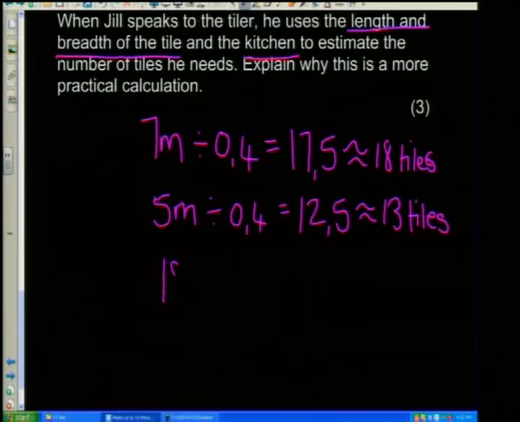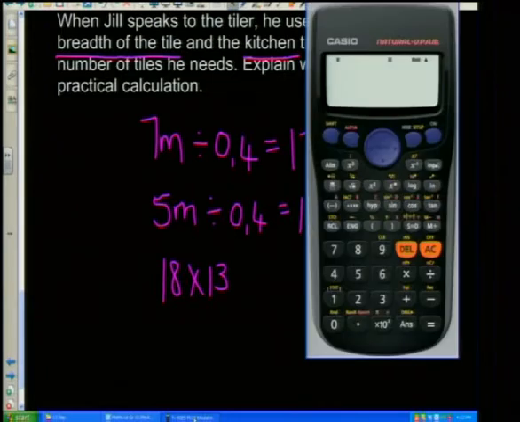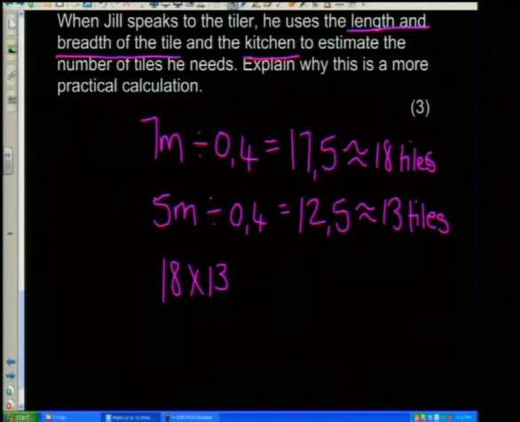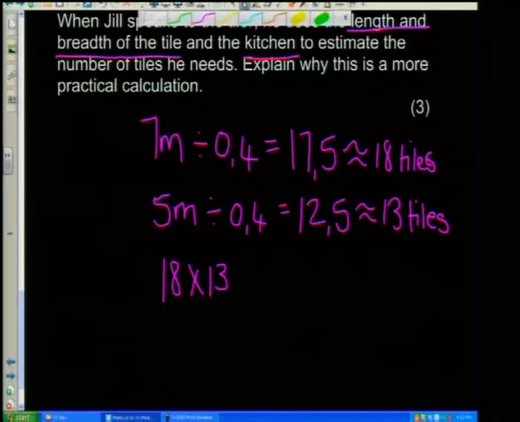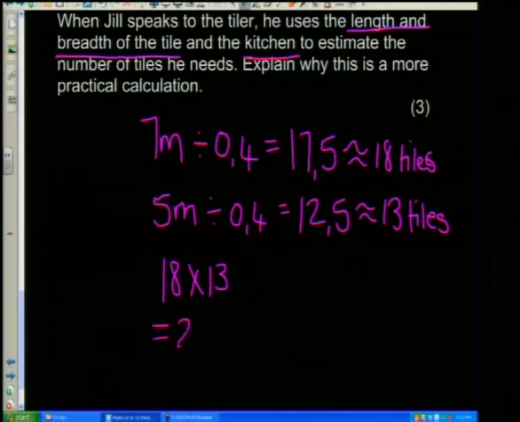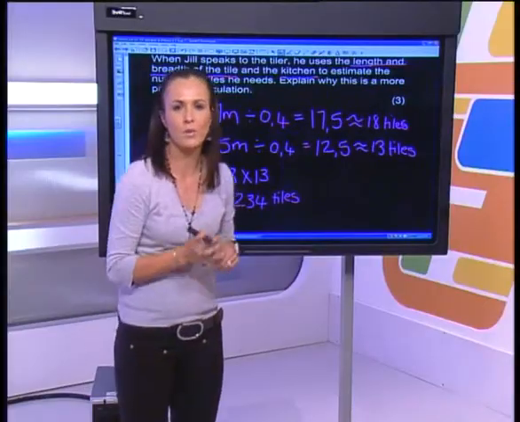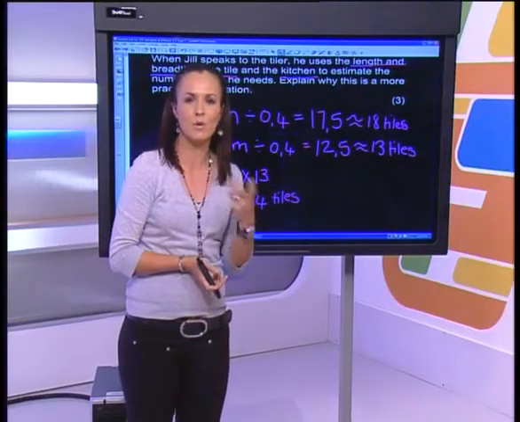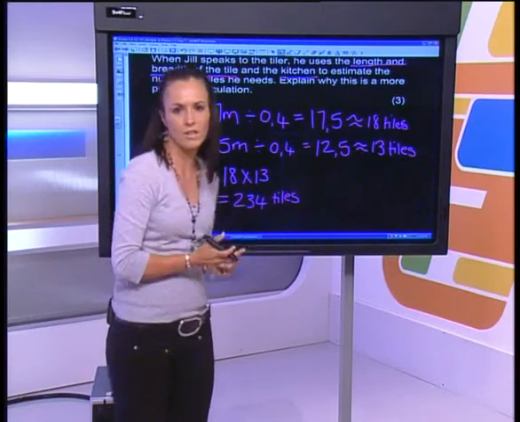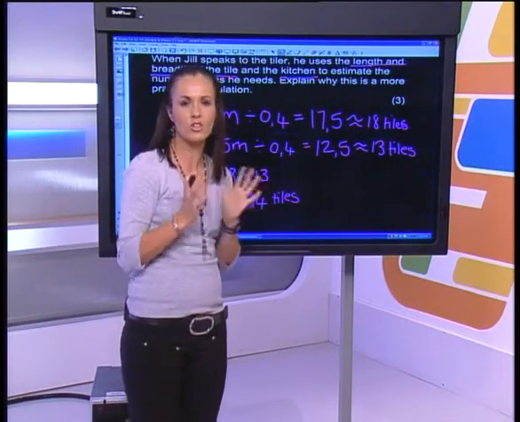Grab your calculators. Right, 18 multiplied by 13 gives us an answer of 234 tiles. Make sure you tell the marker or the person who's going to be looking at your paper that you understand that we're dealing with number of tiles. So just put that in there so that you can explain quite clearly that you know what you're talking about.